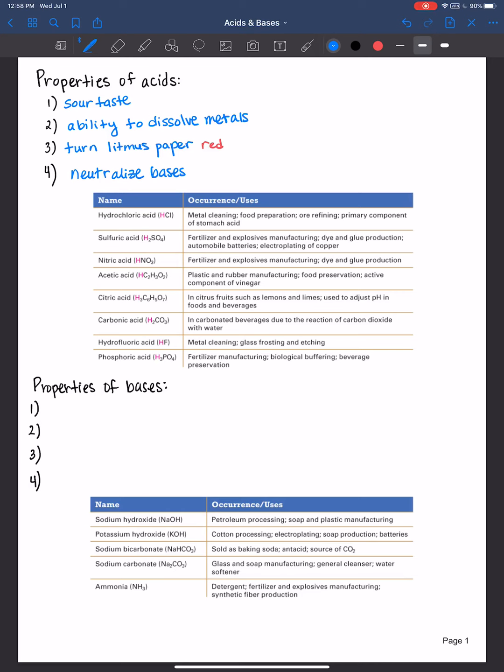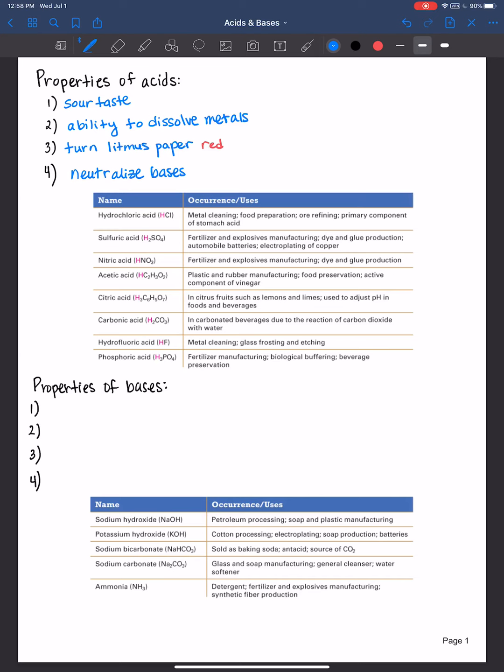Carbonic acid is used in carbonated beverages, hydrofluoric acid is great for glass frosting and etching, and phosphoric acid is a biological buffering system. And so those are just a few examples you come across in your everyday life.